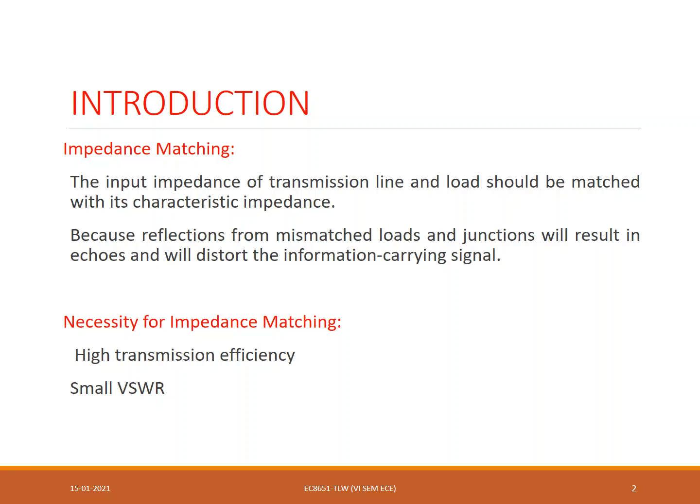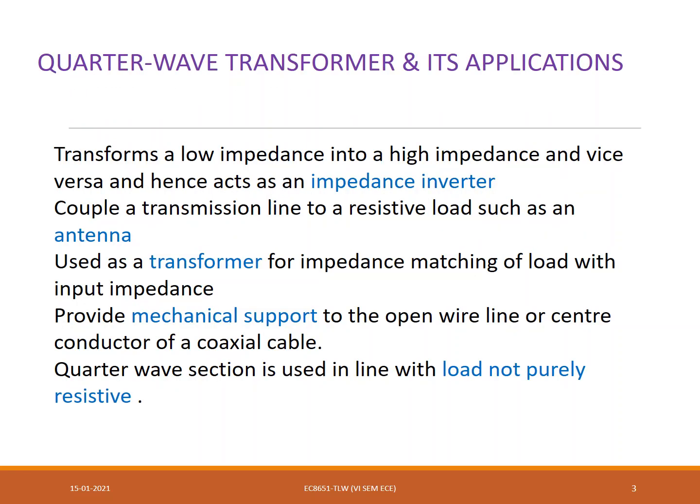If the line and the load are not perfectly matched, reflections from the mismatched loads and junctions will result in echoes, and this will distort the information carrying signal. Similarly, for maximum power transfer across the line and the load, the impedances have to be matched. Next, let's see the necessity for impedance matching: high transmission efficiency and small voltage wave ratio.